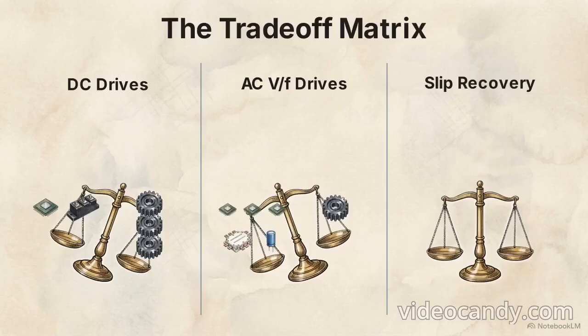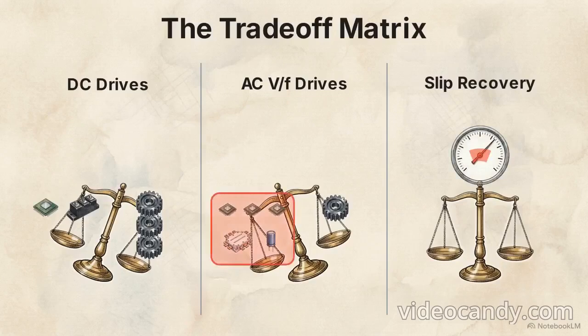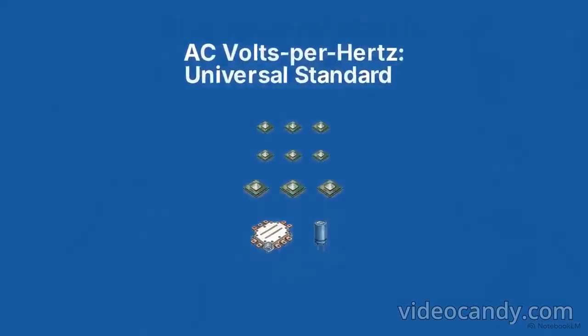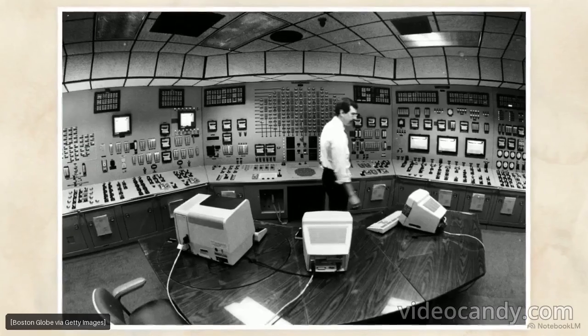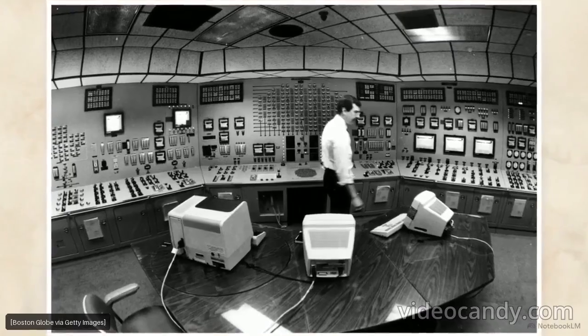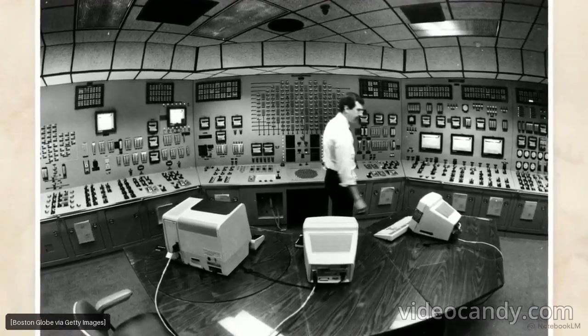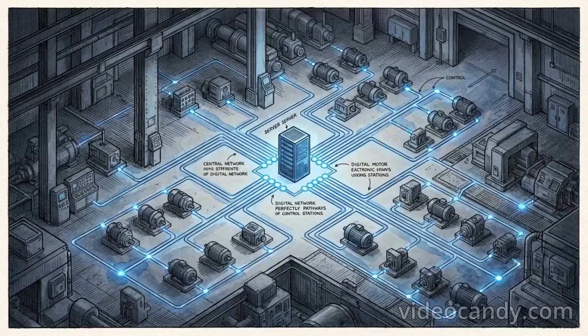The evolution of electric drives forces engineers into a strict dichotomy. You can choose the simple, linear electronics of a DC drive, or the incredibly complex power architectures required to control an AC motor. This matrix outlines the trade-off. DC drives offer low electronic complexity, but high mechanical wear. AC variable frequency drives require massive electronic complexity, but zero mechanical wear. And slip recovery systems sit in the middle, offering high efficiency but restricted speed ranges.